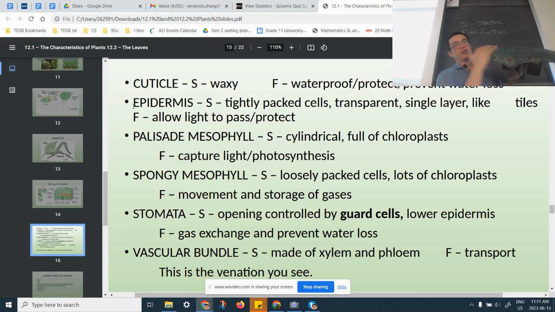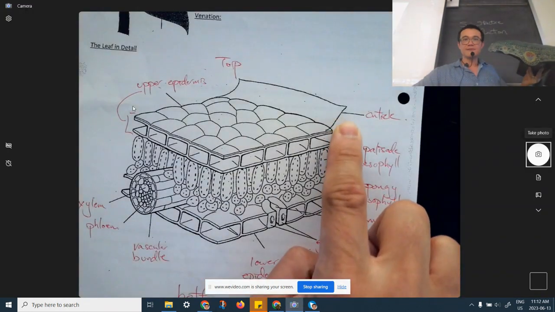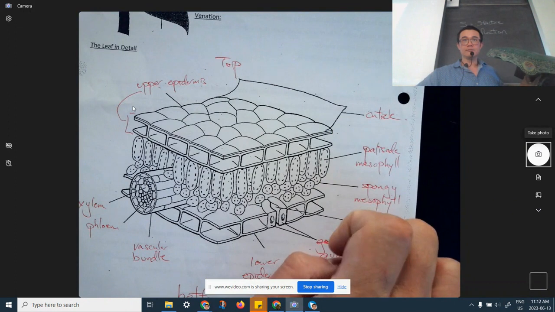The cuticle is a thin layer on the top, which in this model doesn't show. If you look at the diagram on here, you see here that you have this thin layer, that's the cuticle. Okay?